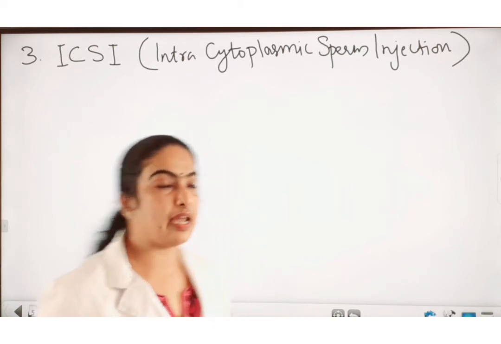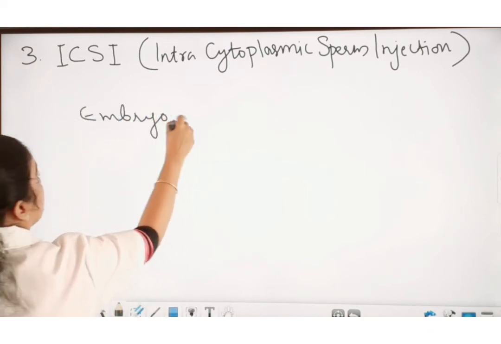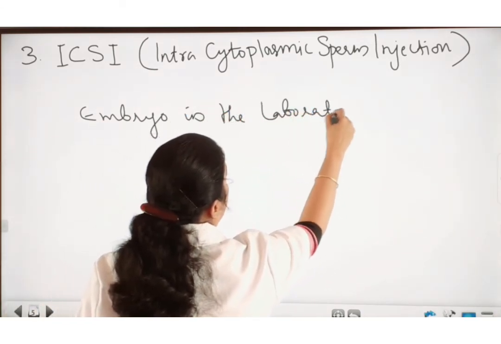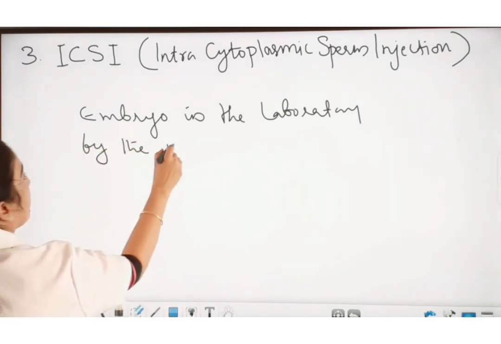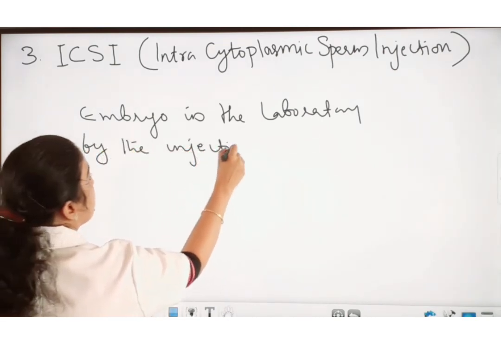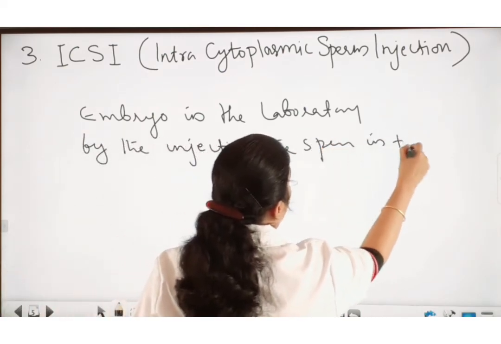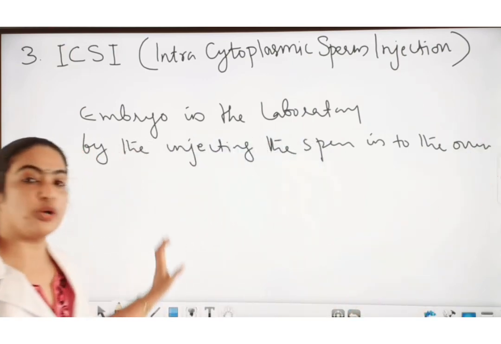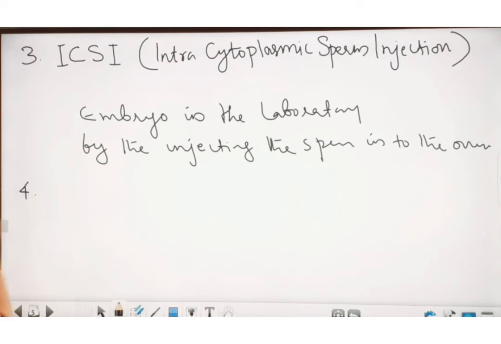This also can be done in the laboratory. This is the formation of embryo in the laboratory, by injecting the sperm into the ovum. It is also done in the laboratory under sterilized condition. Okay, next we can see the fourth one.